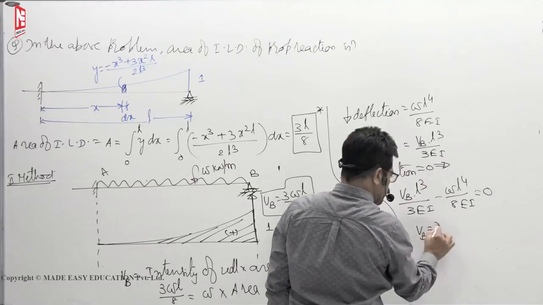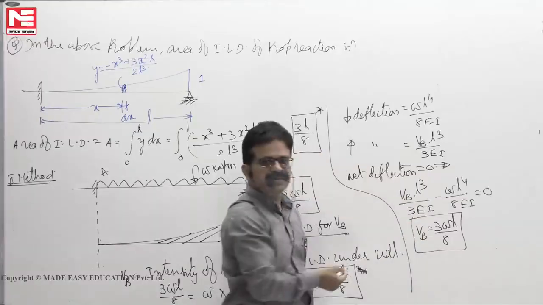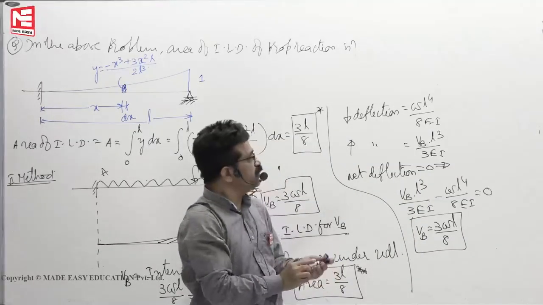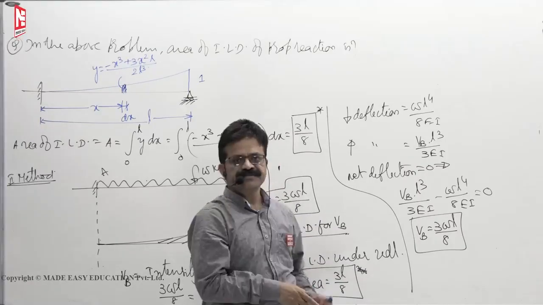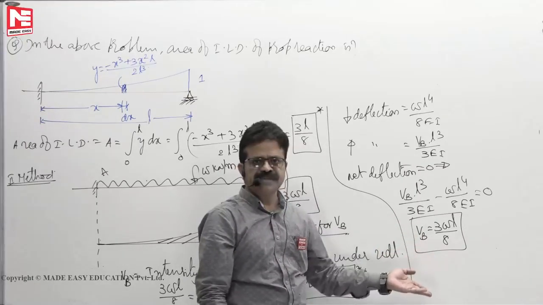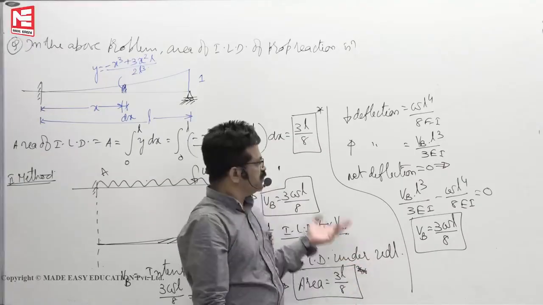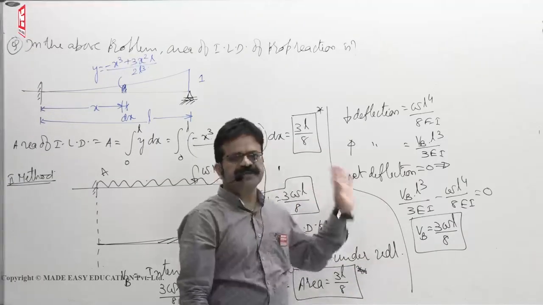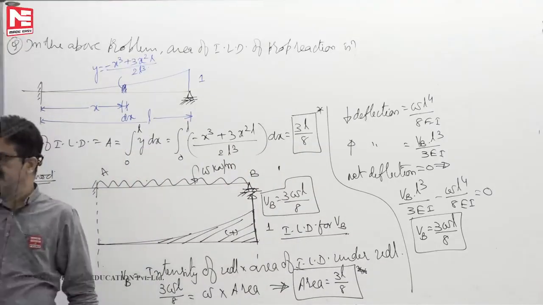So even if you had forgotten, to get 3WL by 8 it takes only this much time. But if you have to derive it like this to get this value, it means we didn't study well. Because 3WL by 8 comes in so many places, plastic analysis, strength of materials, structures, everywhere, so you are expected to remember it. So the area you will get like that.